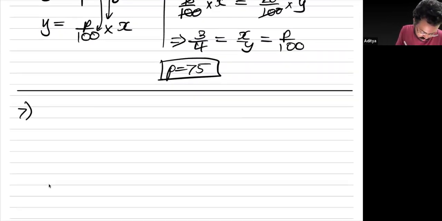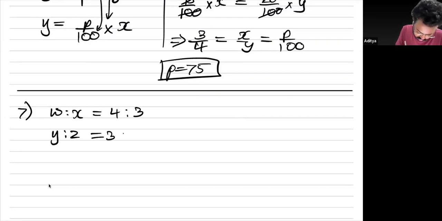Question 7. W is to x equal to 4 is to 3. Y is to z equal to 3 is to 2. Z is to x equal to 1 is to 6. Find W is to y.